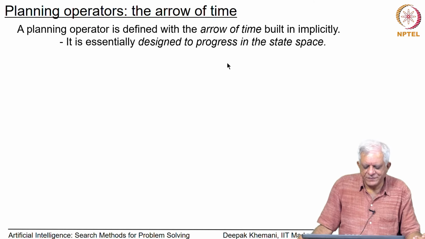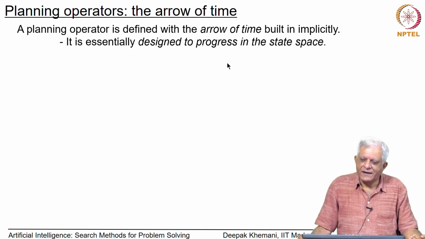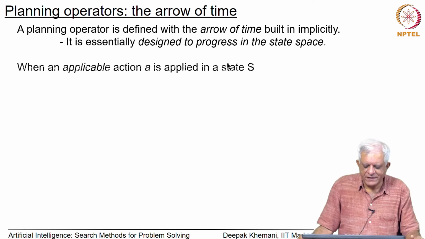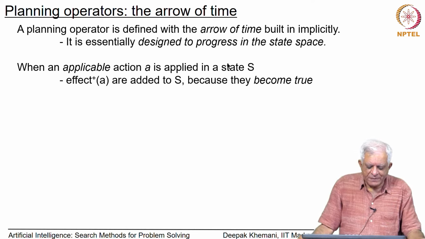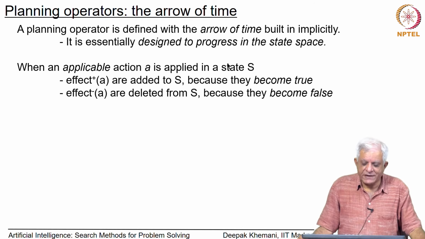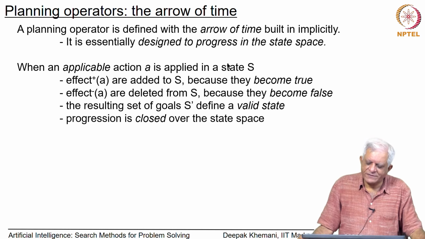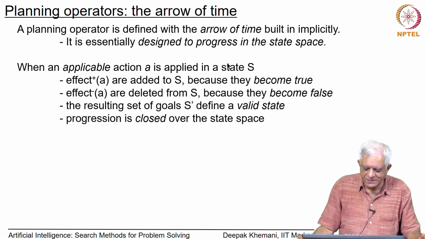So, progression, for example, is aligned with this arrow of time, if we can call it that, and it works wonderfully, but regression goes in the opposite direction, and we have seen that it does not always work well, and that is also partly because we are only describing the goal state partially. So, when an applicable action is applied to a state, its positive effects are added to S, because they become true in the new state. Its negative effects are deleted from S, because they become false in the new state, and the resulting state in fact is a valid state. It means that it is a consistent description of some possible world.